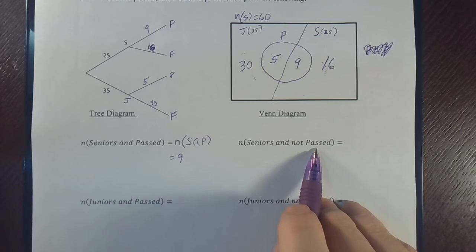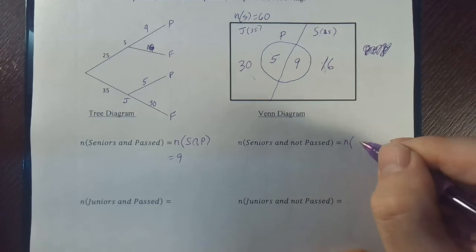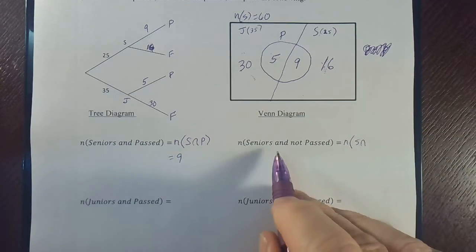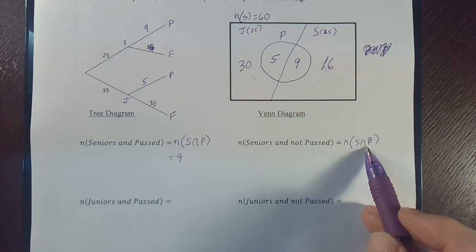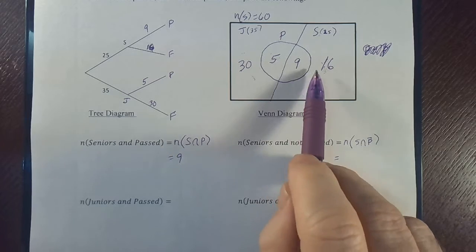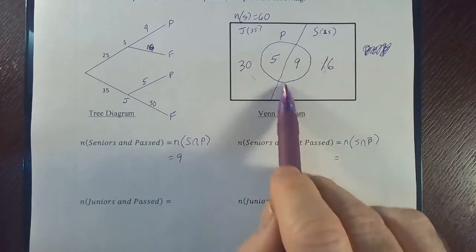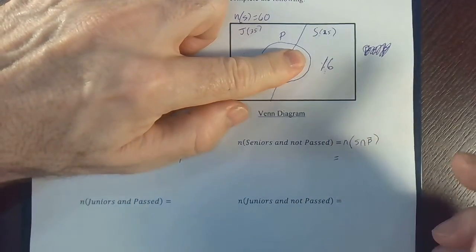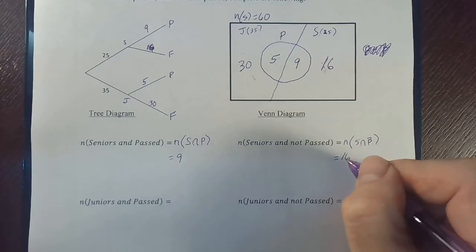The number of seniors and not passed would be the number of elements in S intersect failed, or in other words, the complement of P. So S intersected with P complement is going to be this 16. You've got to be in this region S, but you can't be in the passed circle. You didn't pass, so you're out here. So that's going to be 16.